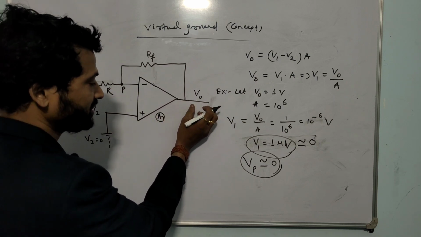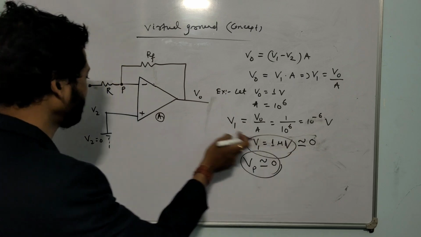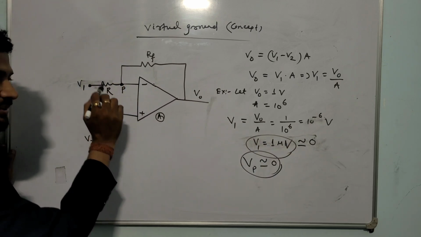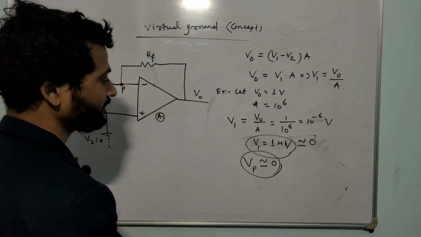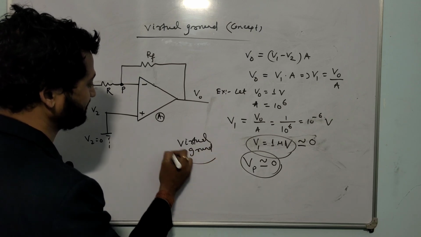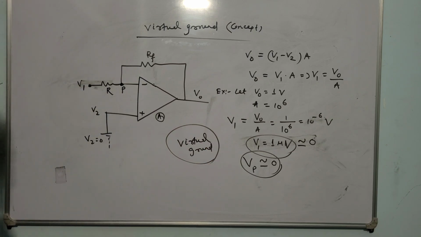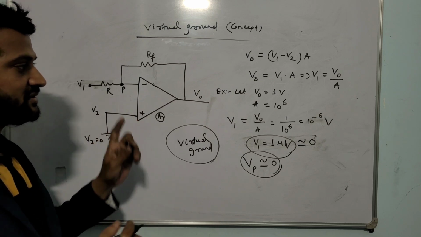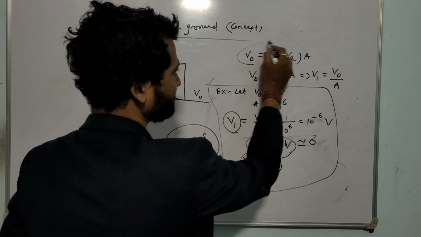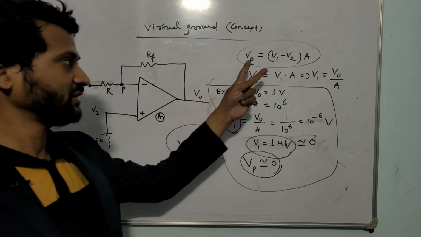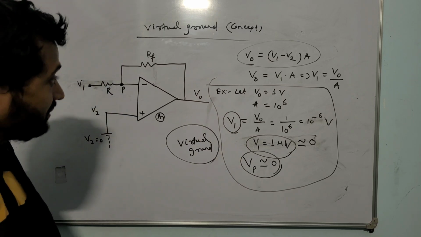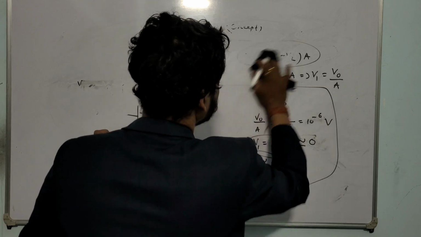Since our output voltage is 1 volt and input voltage we are getting as 1 microvolt, since V2 is grounded, so we can say potential at this point P is approximately 0. ठीक है, so that concept is called virtual ground. Is it clear? Understood? It's very easy. I have given example ना, output voltage is 1 volt. You see, what about input voltage? ये formula याद रखो. Output voltage is equal to the difference in input voltage into gain. ठीक है, so ये हो गया तुम्हारा virtual ground concept.